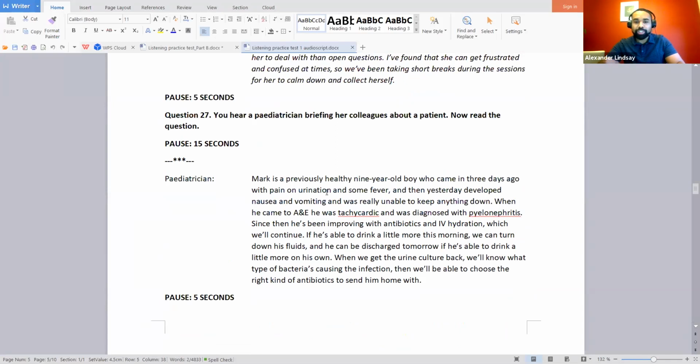So we've got a description of the patient and the patient's condition. And then the pediatrician goes on to talk about the fact that if he's able to drink a little bit more this morning, we can turn down his fluids and he can be discharged tomorrow if he's able to drink a little more on his own. So good, discharged, go home, drink a little bit more on his own, obviously meaning independently. So that's the paraphrase.